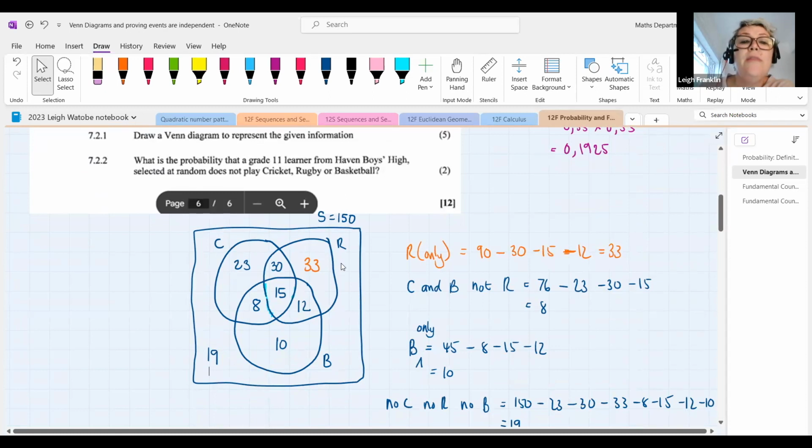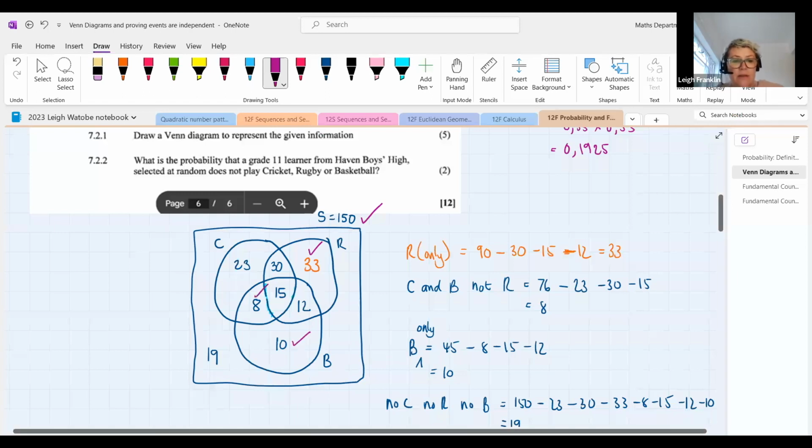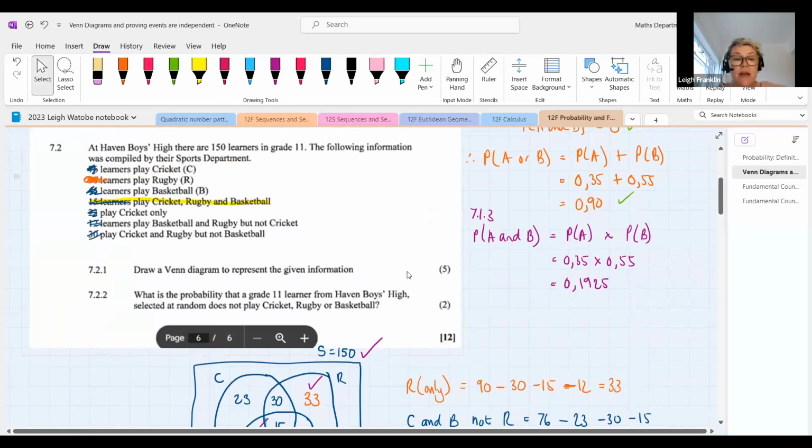All right. So I suppose what they would do here is they would obviously give you a mark for constructing it in the correct way. So that 33 was something we had to calculate. The 8 was something we had to calculate. The 10 was something we had to calculate. The 19 was something we had to calculate. 1, 2, 3, 4, 5. I suppose that's where they would give us our marks in this case.